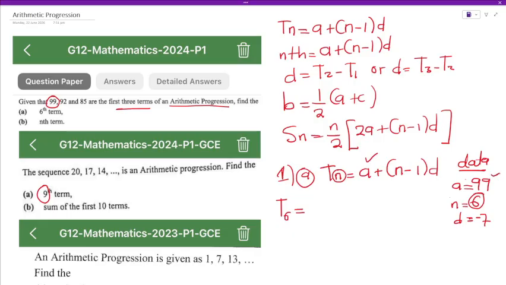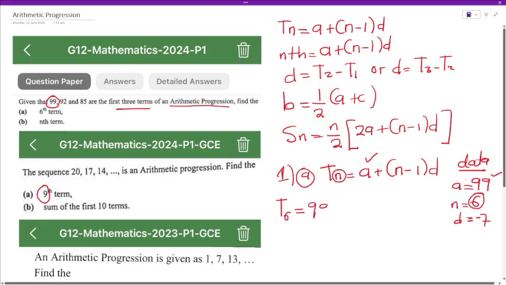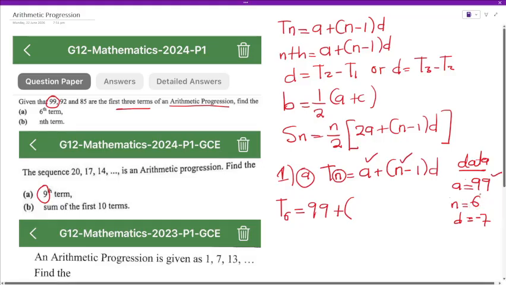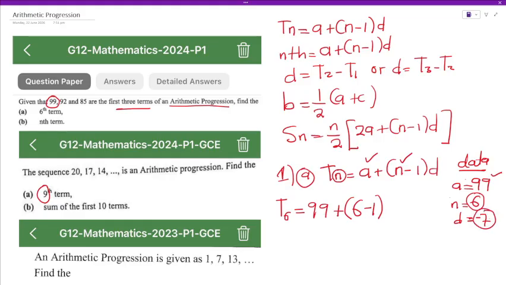A is 99. You can see it right there. So I'll put 99 there, plus, open bracket. What is my N? Again, my N is the same value. There is a 6 there for N. So I'll say 6 minus 1, close bracket. What is the common difference there? The common difference is negative 7. So I'll put negative 7 there.